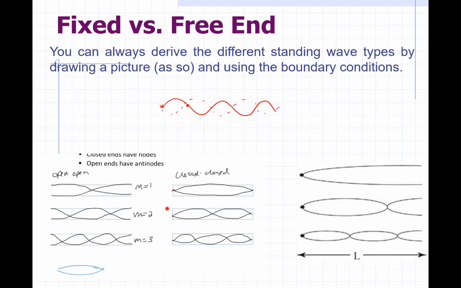So we get half a wavelength. That length is lambda over 2. Our second harmonic, we get a whole wavelength, lambda, and then this is 3/2 of a wavelength, and so on and so forth.